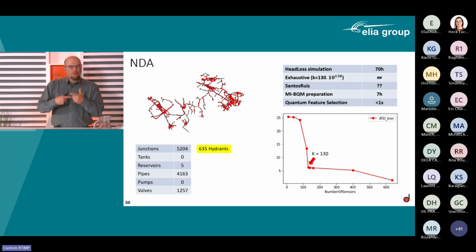Anyway, to prepare for everything, the head loss simulation, the pressure drop simulation, took 70 hours. So that's 3 days of parallel compute that you need to be able to do that. Santos Ruiz was completely impossible to calculate. It didn't converge at all. Preparing the QUBO formulation took an additional 7 hours. But then the feature selection took, again, less than a second. So that was pretty cool. So I simulated a few numbers of sensors.